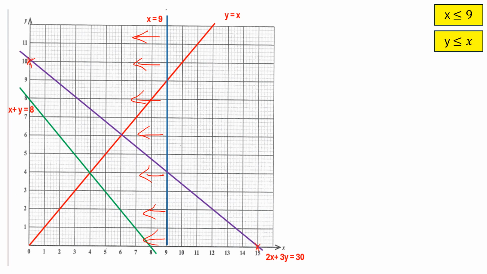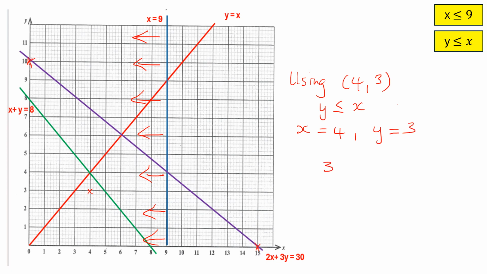Okay, and then y is less than or equals to x, which is this line, y equals x. We're going to choose a point to test, and the point that we're going to choose is 4, 3. And remember, it is y is less than or equals to x. So x is equals to 4 and y is equals to 3.